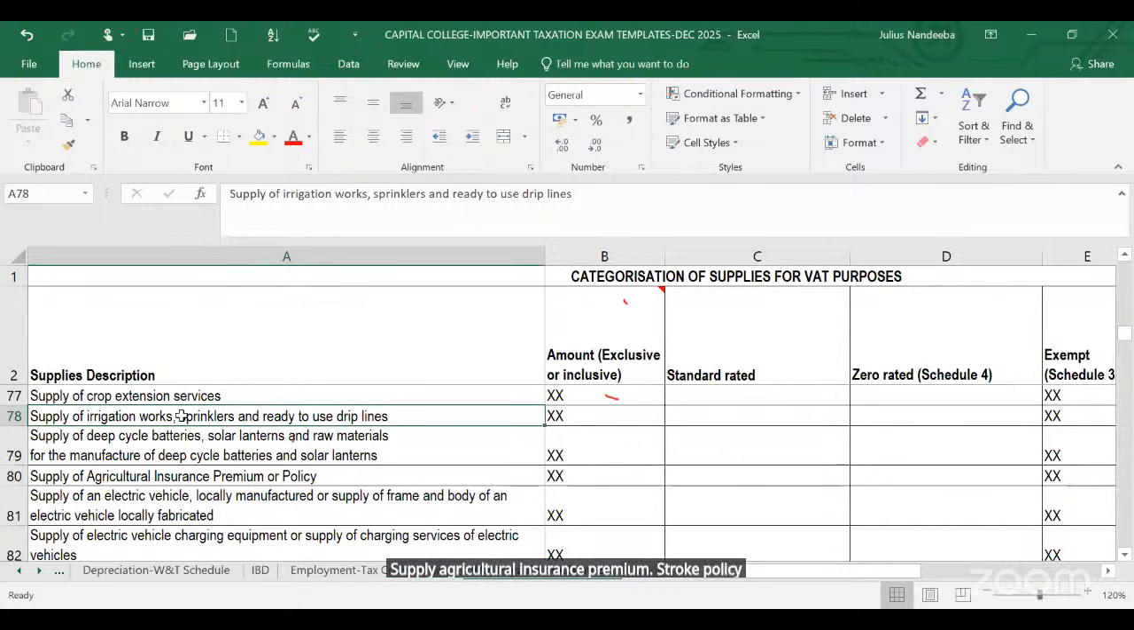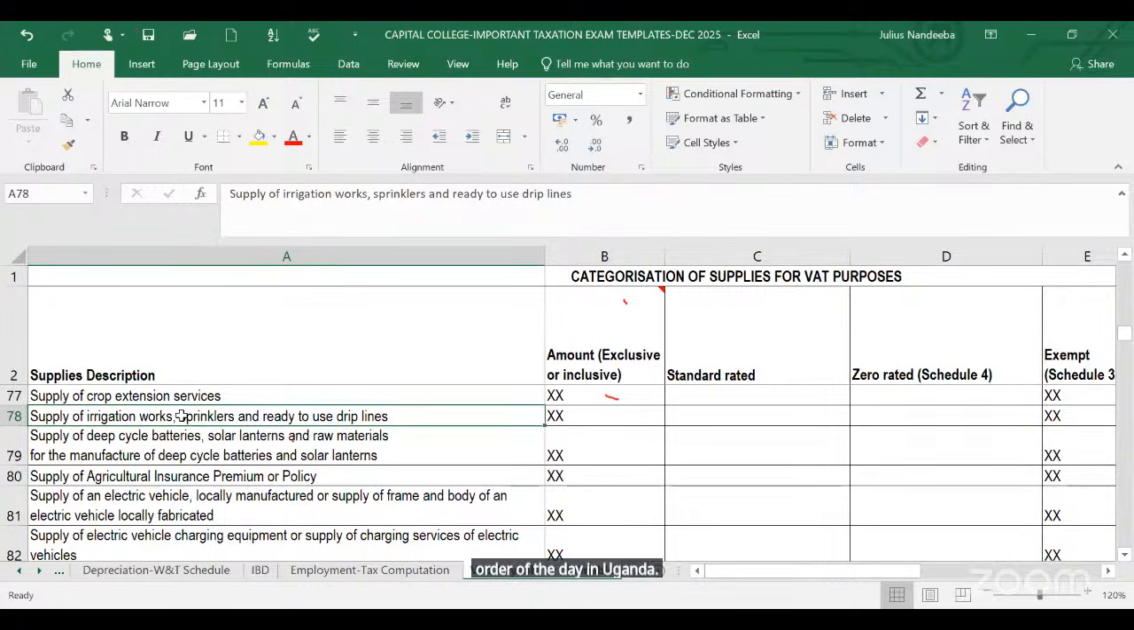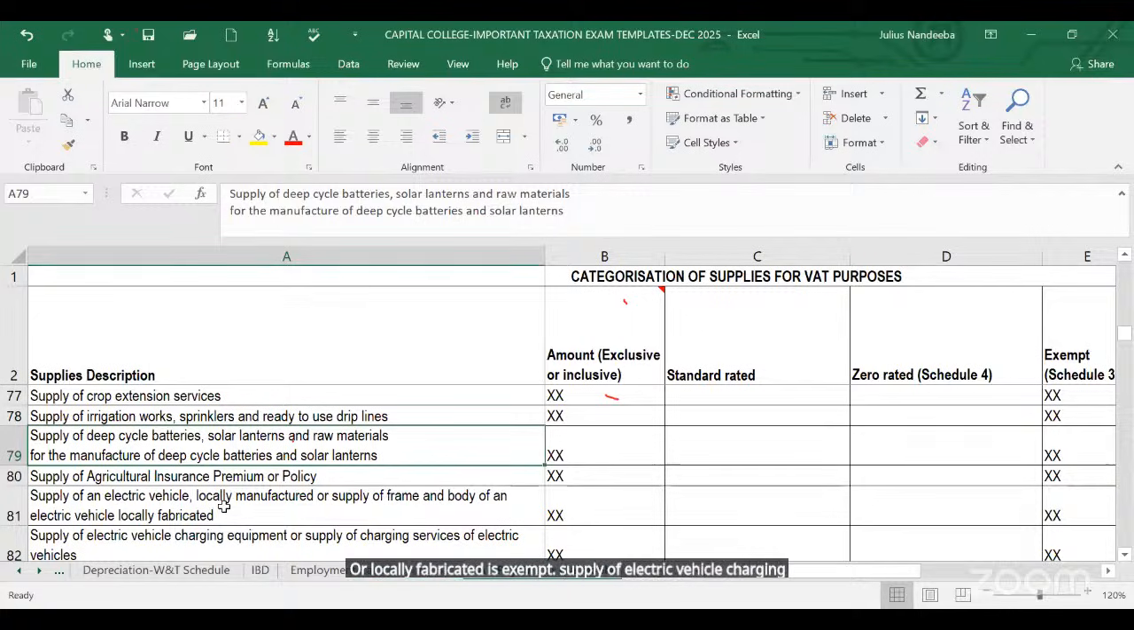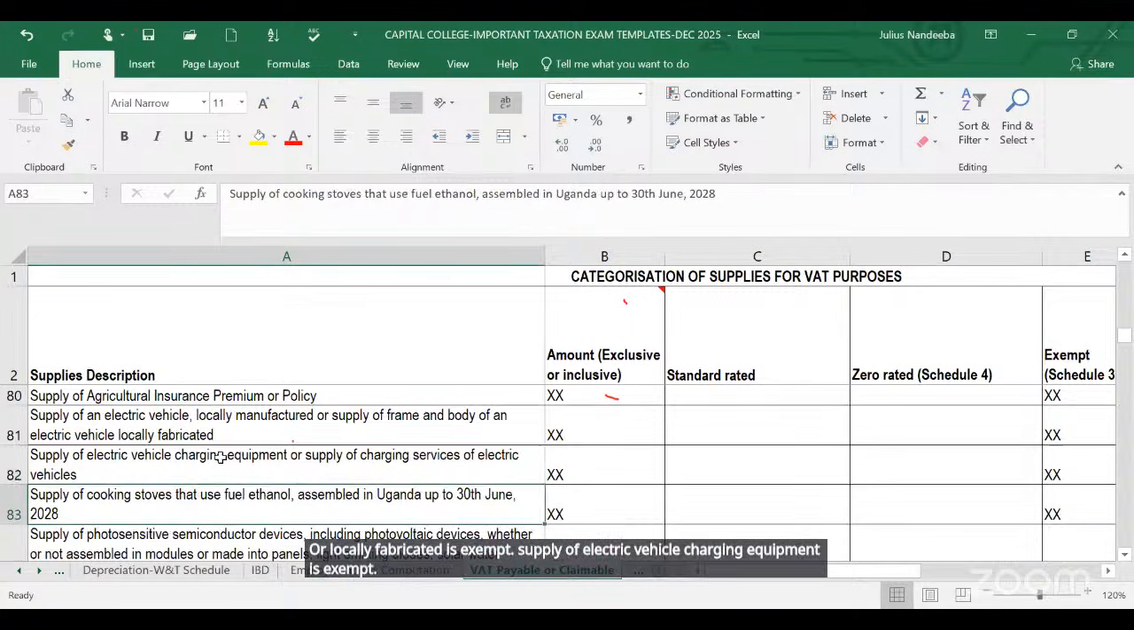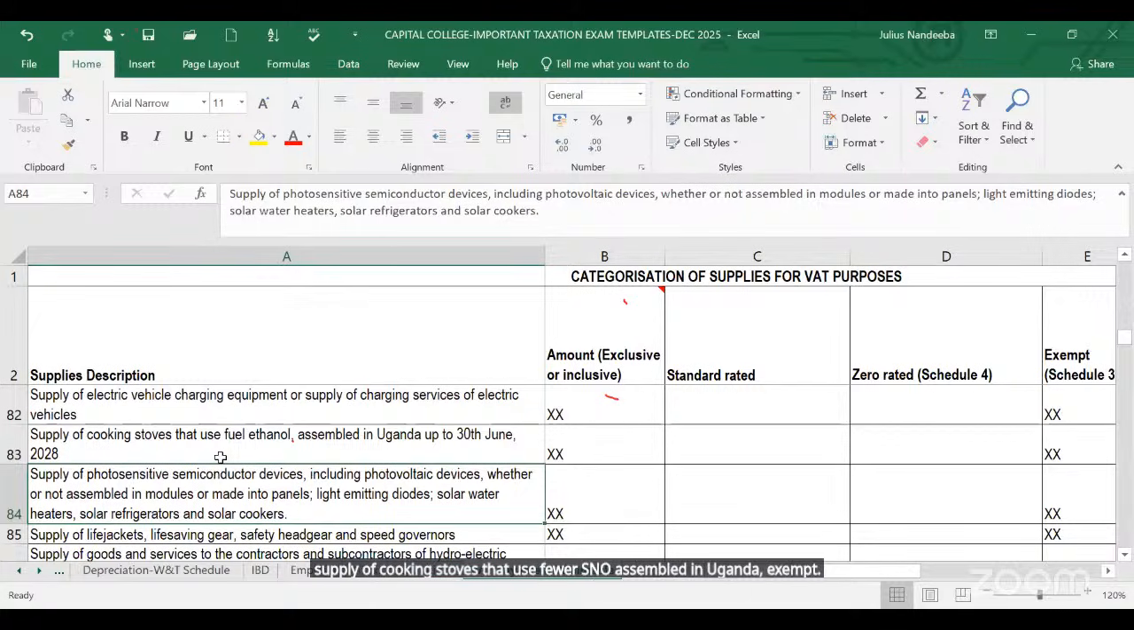Supply of an electric vehicle. Again, you know, electric vehicles are the order of the day in Uganda. So the supply of electric vehicles, locally manufactured, or supply of frame and body of an electric vehicle or locally fabricated is exempt. Supply of electric vehicle charging equipment is exempt. Supply of cooking stoves that use fuel ethanol assembled in Uganda, exempt. Supply of photosensitive semiconductor devices, etc.